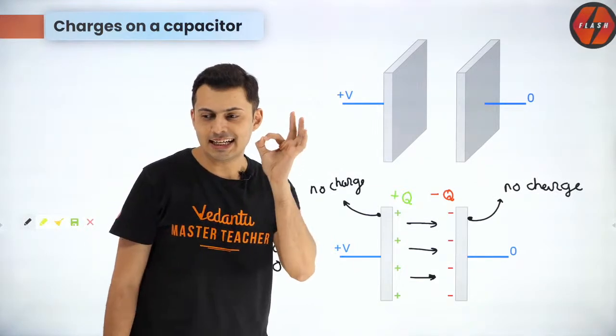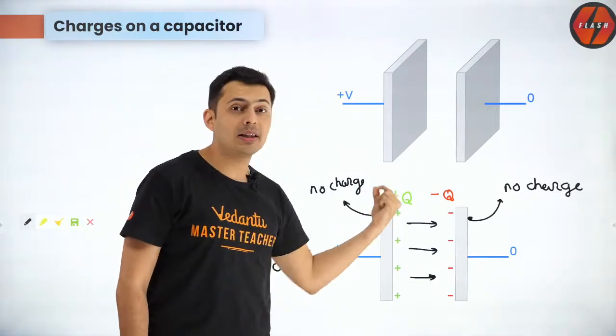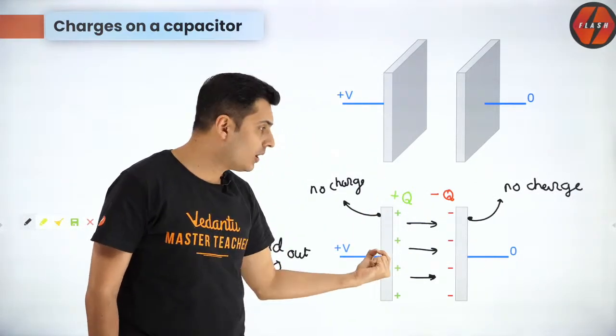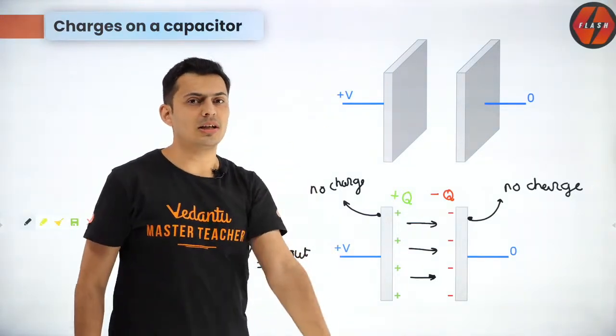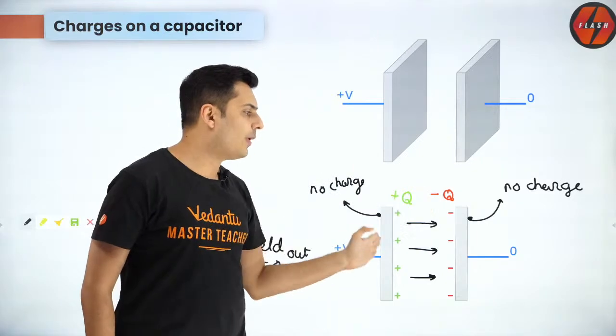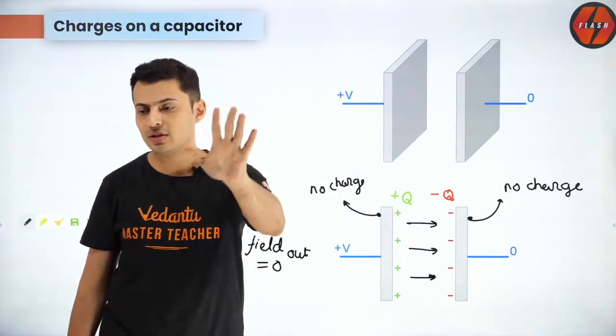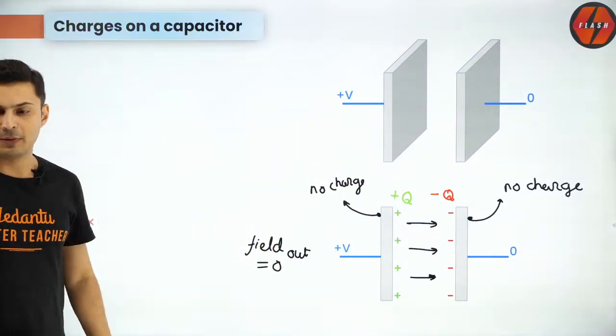So understand that the total charge on the plates will be 0, but whenever questions ask you what is the charge on the capacitor, they only mean any one side's magnitude, that's all. Okay, be very careful.